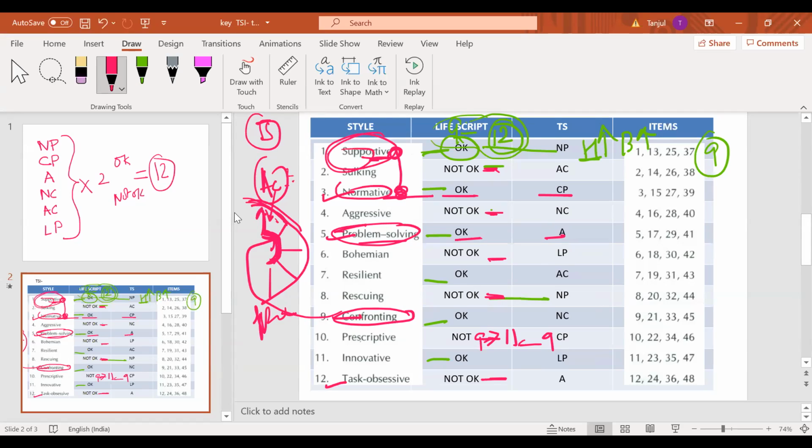Now, there are ample research papers available that will tell you that there are work-specific transactional style profiles which are preferred. For example, I come from the health sector. So we did a lot of profiling of nurses. Nurses who enter the job are very high on nurturing parent. Nurses with 5 years of experience become very high on problem solving.